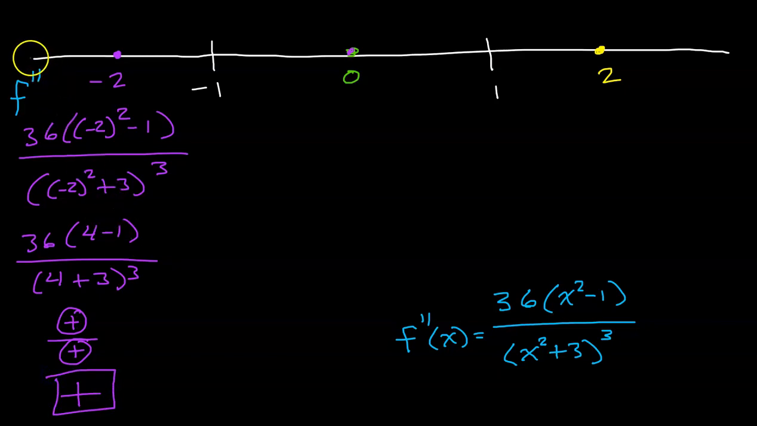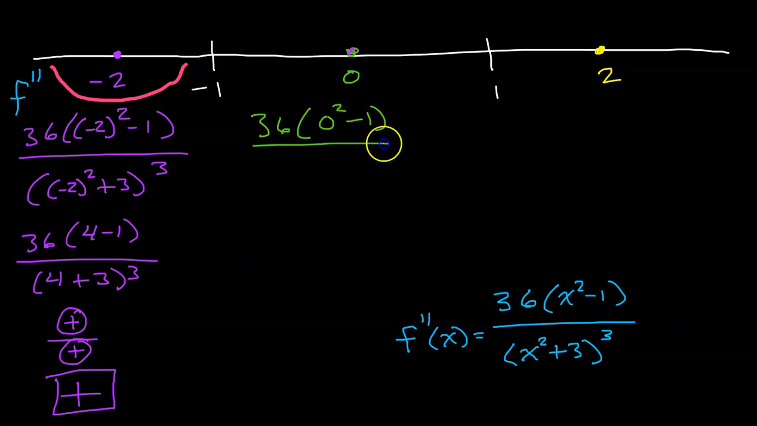Okay, so when the second derivative is positive, that tells you that the graph is going to be concave up in that particular interval. So let's keep going. How about at 0? So we will have 36 times 0 squared minus 1 over 0 squared plus 3 to the third power.